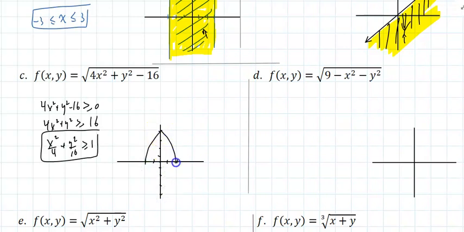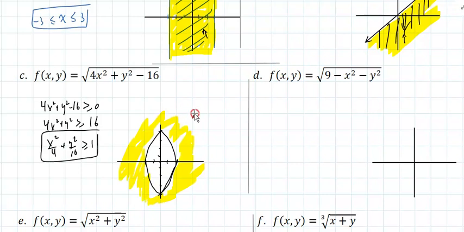I know that's an ellipse. When you say it equals, you're on the ellipse. When you say bigger than, you're outside of the ellipse. And when you say less than, you're inside of the ellipse. So you're really trying to mimic that.